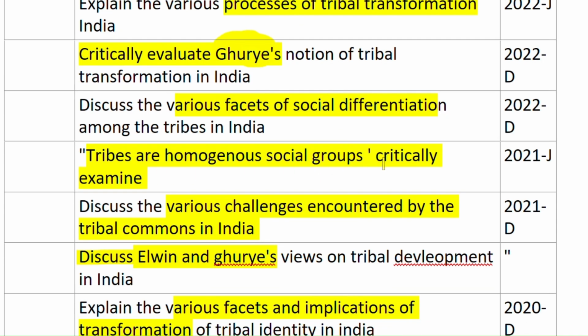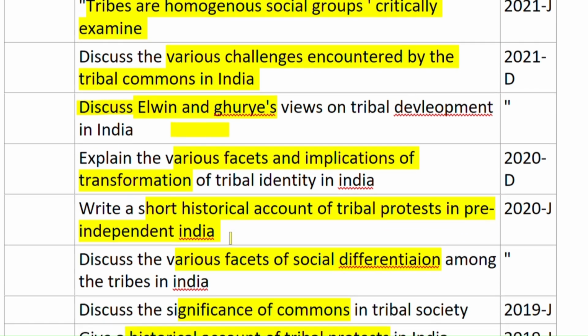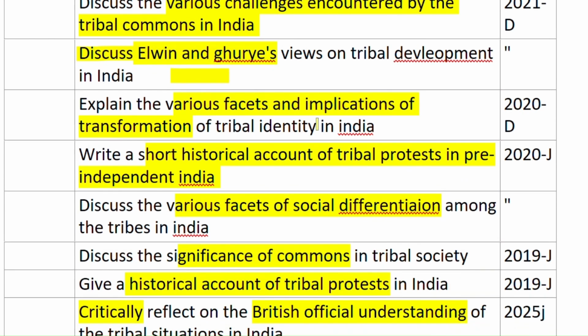Tribes are homogeneous social groups. Critically examine. Various challenges are encountered by the tribal commons. Again, tribal commons, Verrier Elwin's and G.S. Ghurye's perspective. Explain the various facets and implications of transformation of tribal identity. So the changes, that's the social differentiation plus the changes. Write a short historical account of tribal protest in independent India. So it's something new from the examination perspective.